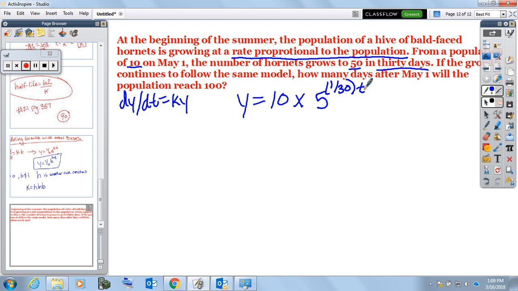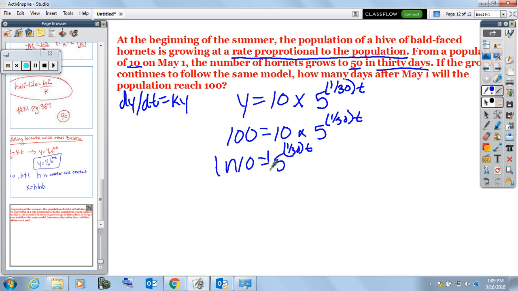Well, now we just need to find out what happens when our population goes from 10 and ends up at 100. So really, y is going to be 100. 100 equals 10 times base 5 to the 1 over 30 t, and then we just need to solve for t. Dividing through by 10, we get 10 on the left-hand side, and we get 5 to the 1 over 30 times t. Then we natural log both sides so we can get our t down below. This gives us the natural log of 10 equals 1 over 30 times t.